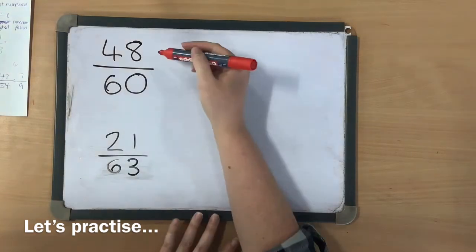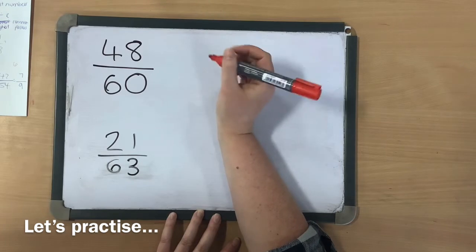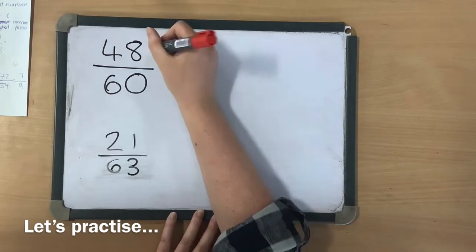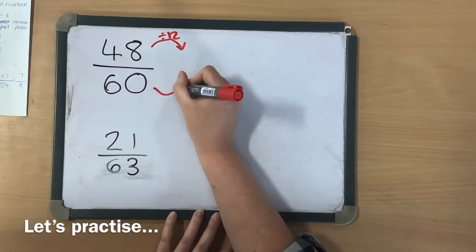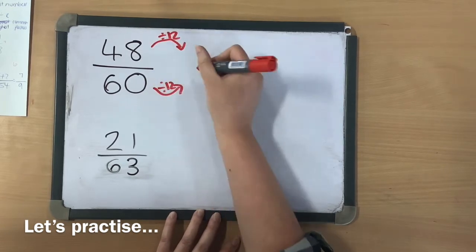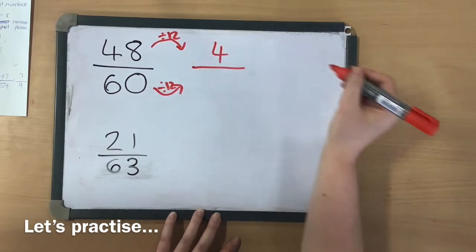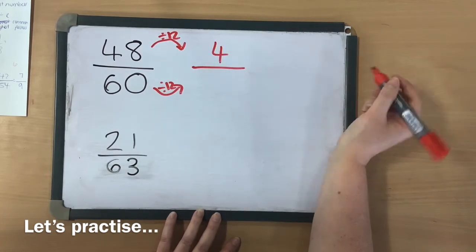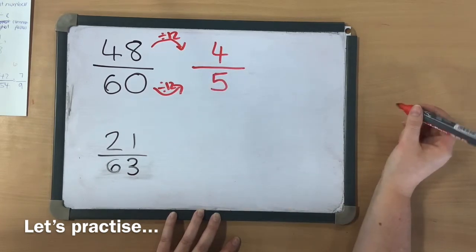So first of all, I need to look for my highest common factor for 48 and 60. The highest common factor is 12, so I'm going to divide both of these by 12. 48 divided by 12 is 4, and 60 divided by 12 is 5. So hopefully you got the simplified fraction of 4/5.